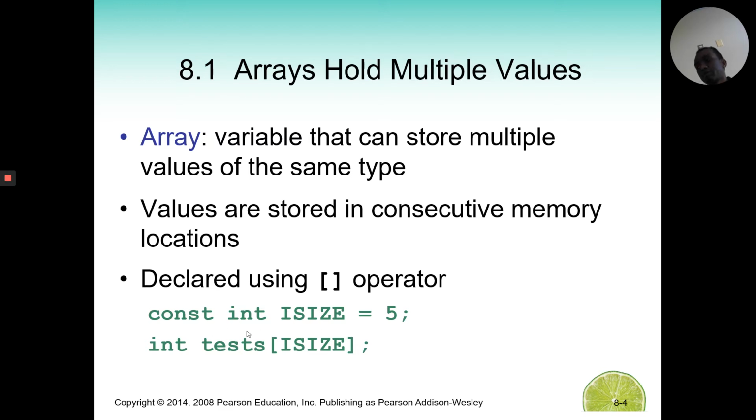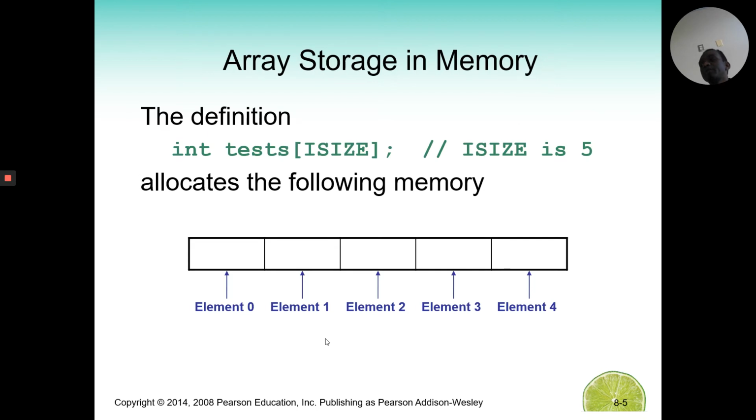So here is a way to declare a constant integer IS_SIZE of 5, and then int tests with whatever the size is. It's one way of doing it. Array storage in memory: in the definition, int tests[IS_SIZE], the system allocates memory. The way it allocates is it uses indexes, and the first index would be 0, the second one would be 1, and so forth. So elements 0, 1, 2, 3, 4, and so forth.